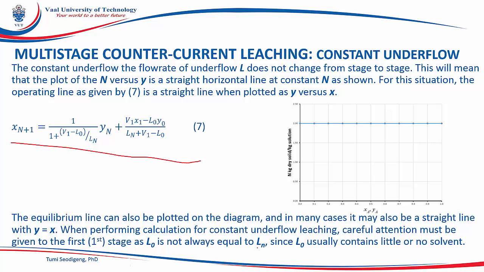When performing calculations for constant underflow leaching, careful attention must be given to the first stage, where L0 is not always equal to LN, since L0 usually contains very little or no solvent. So in the y-x plane, the point L0 is off the straight line of your operating line. It's the only point that is off the straight line. We are not going to be using the y-x calculation, because we are always using the N versus x, y diagram.